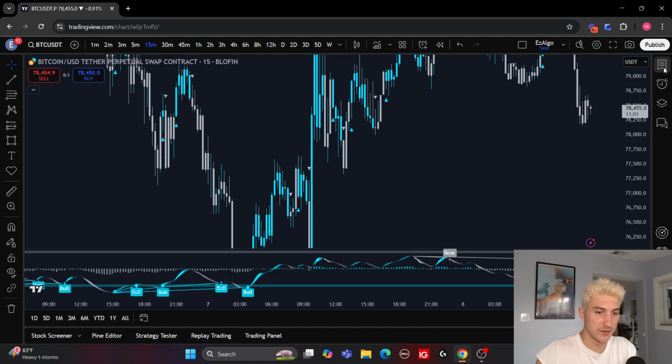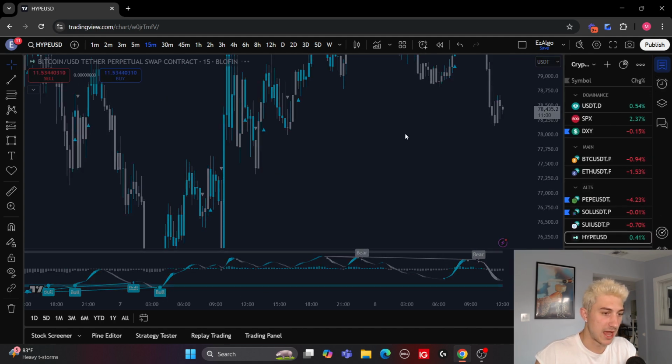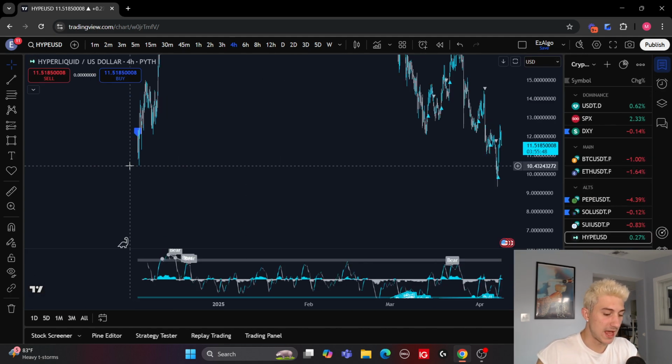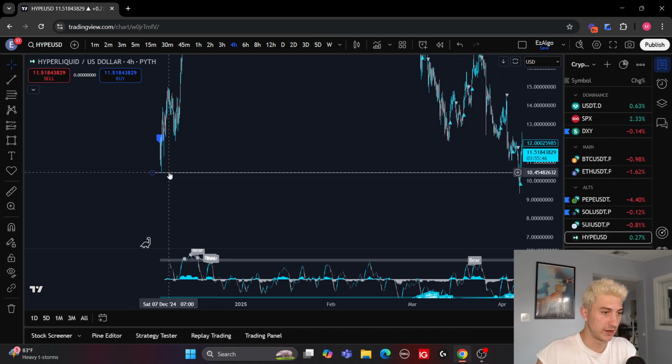Okay, let me show you guys another example of this strategy playing out on Hyperliquid. Okay, step 1, mark the high time frame liquidity level, which is over here to the left. Okay, cool.